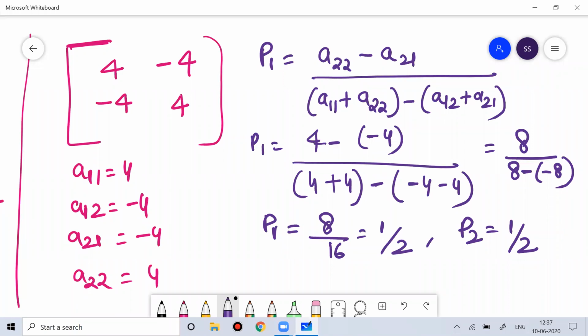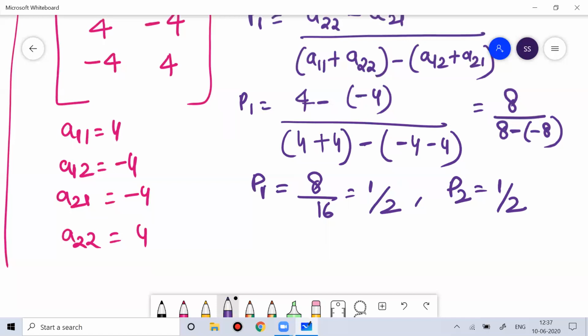Once you get the value of P1 and P2, you can find the value of Q1 and Q2. You can do the same set of steps. Everything is the same only, so it doesn't matter which you find. The value of Q1 and Q2 are also equal to 1 by 2.